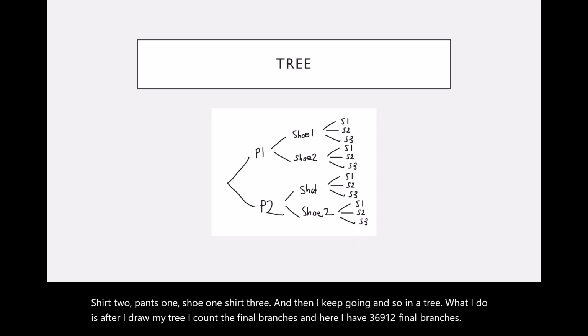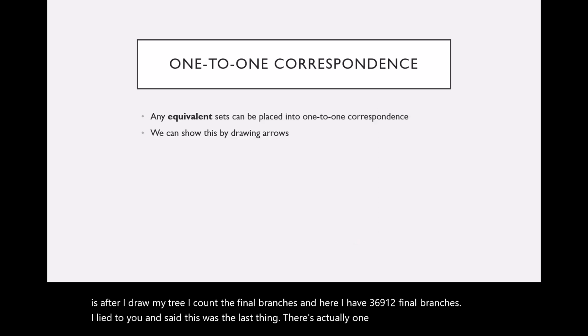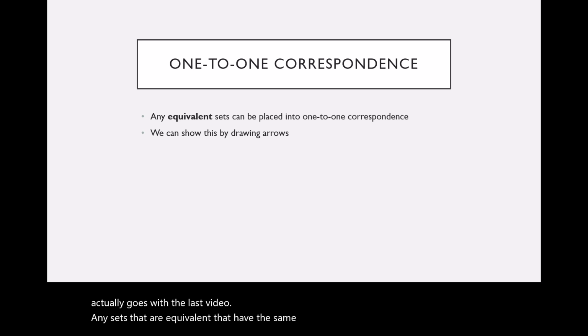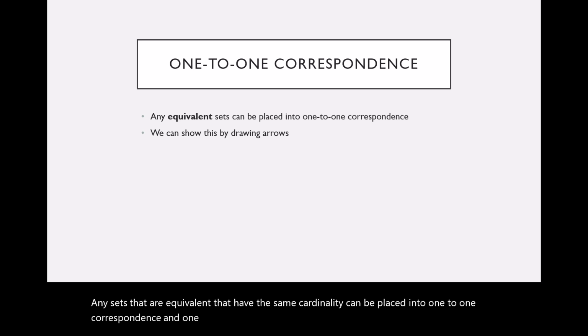I lied to you. I said this was the last thing. There's actually one more thing I wanted to mention that is brought up in this chapter, and that's called one-to-one correspondence. This actually goes with the last video. Any sets that are equivalent, that have the same cardinality, can be placed into one-to-one correspondence. And one way to show this is by drawing arrows.